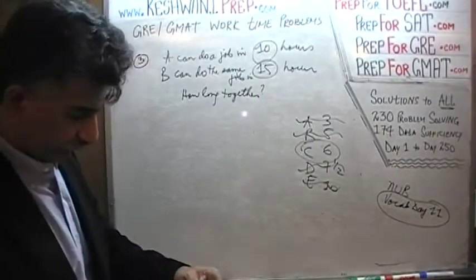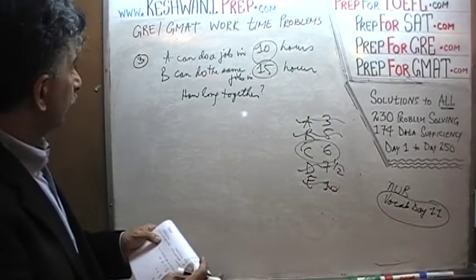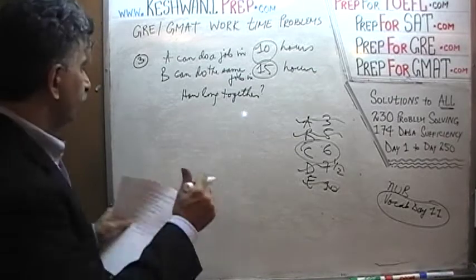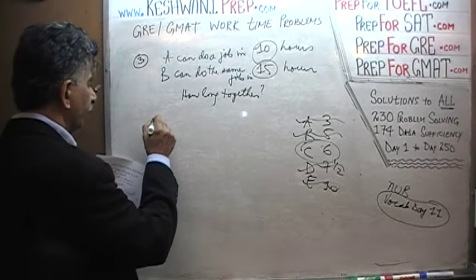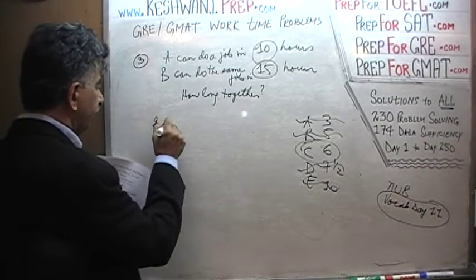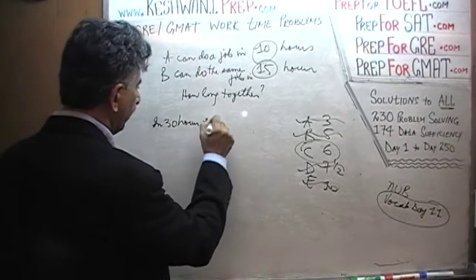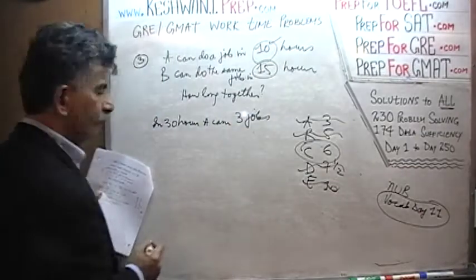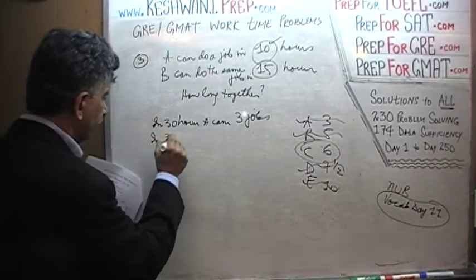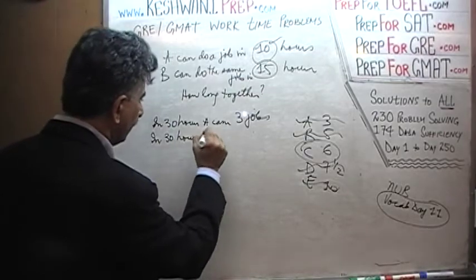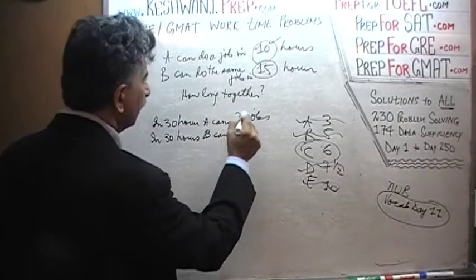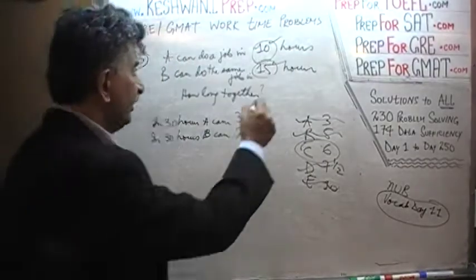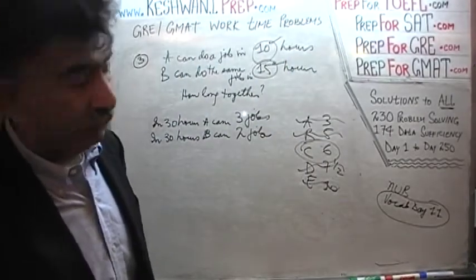We're going to do 30 hours. Well, in 30 hours, A takes 10 hours, so A can do 3 jobs. In 30 hours, B can do 2 jobs, because it takes him 15 hours to do the job. So if you give him 30 hours, he can do 2 jobs.